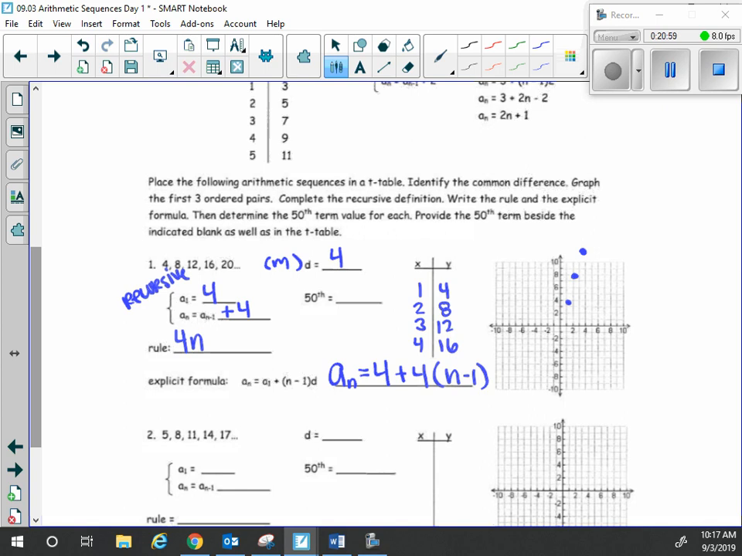But that's not the only part of the equation of a line, is it? What's the other part of mx plus b? The b. What is the b? The y-intercept. Well, I have the first, second, and third, but my y-intercept is which term? 0. So could I find my 0 term given this information? Yes. What would it be? 0. So this would be 4n plus 0.